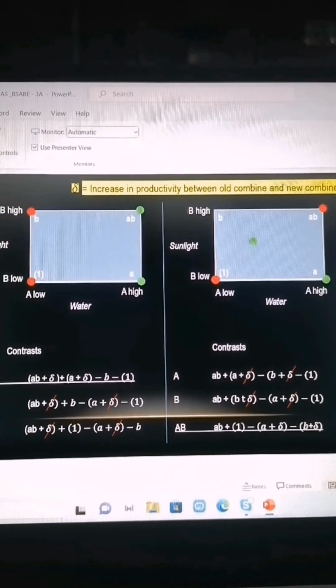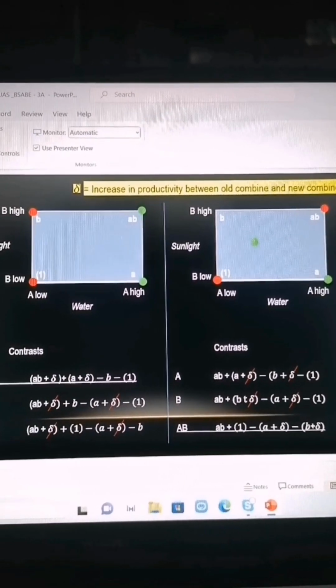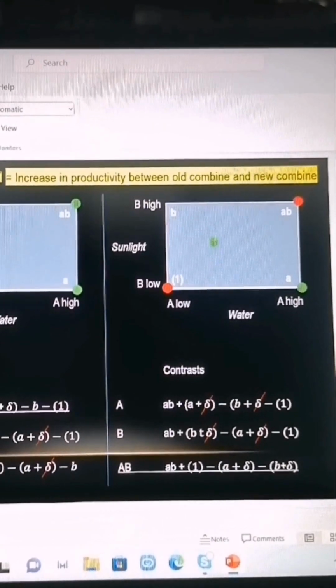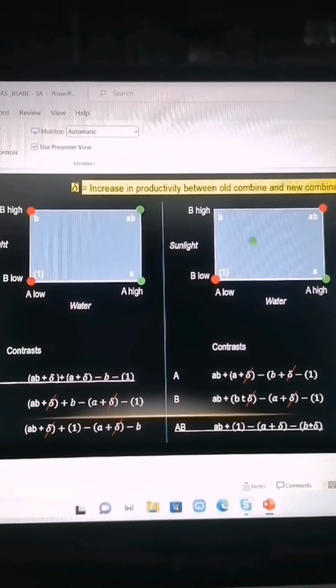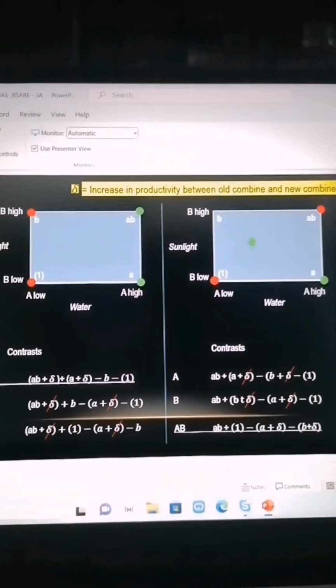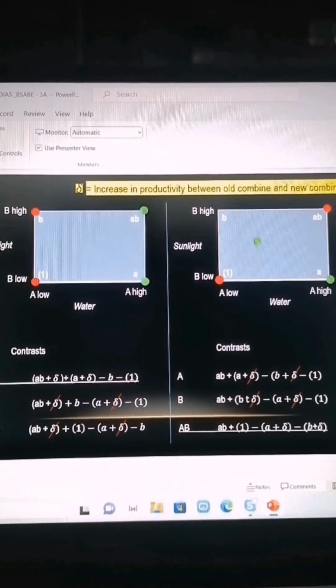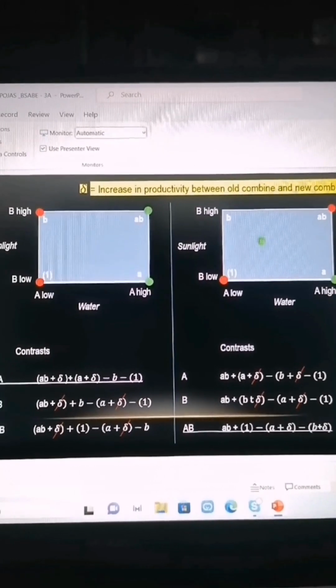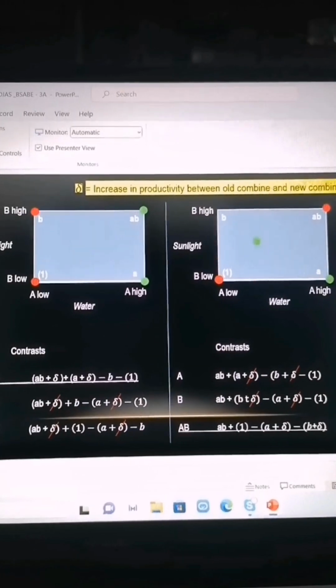And here, we're defining the term delta. Delta is our blocking effect. Delta is the increase in productivity between the old combine and the new combine. So even if we harvested wheat from the same exact field that had been grown under the same exact conditions, the new combine would have a delta increase in productivity over the old combine. That's what this blocking factor, or delta, is.